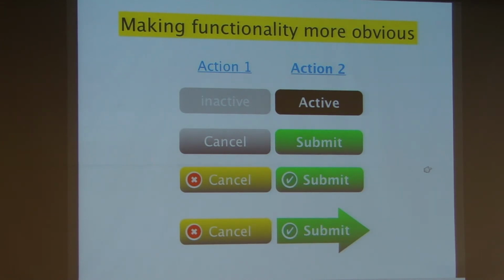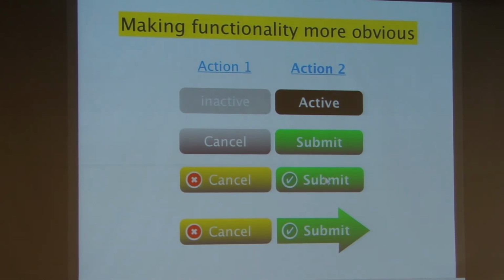This is an interesting one. Make functionality more obvious. The inactive should look inactive. The active should look active. Or here's a cancel and submit. Maybe this is a better cancel and submit. Why would these two choices be better than these two?